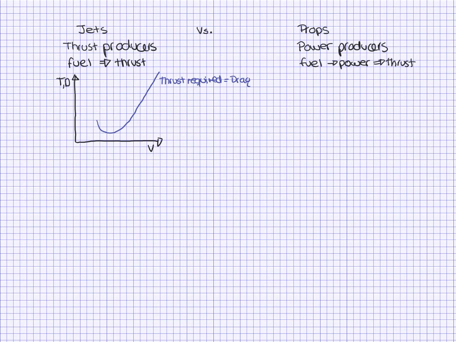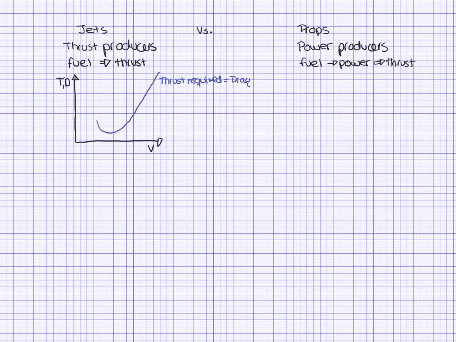So you see, if you go slow, you're going to need more thrust, and as you speed up, you're going to need less until you get to the minimum point, and then you're going to need some more thrust required. So thrust required really has nothing to do with the engine on the airplane. It has to do with the amount of drag produced by the airplane. So a glider has a thrust required curve. Why? Because thrust required is the same as drag.